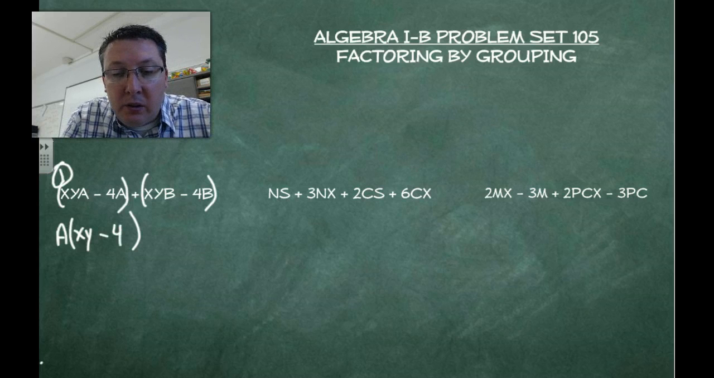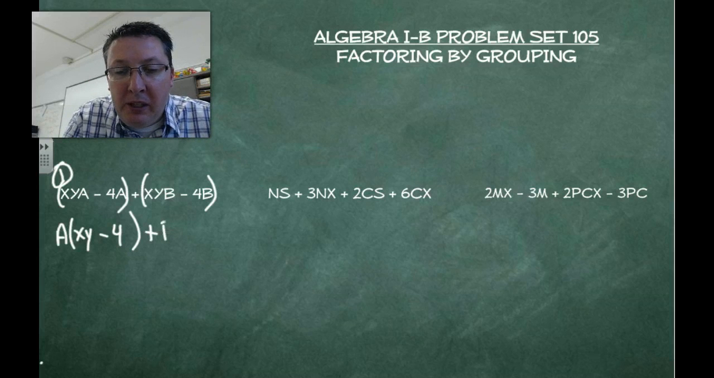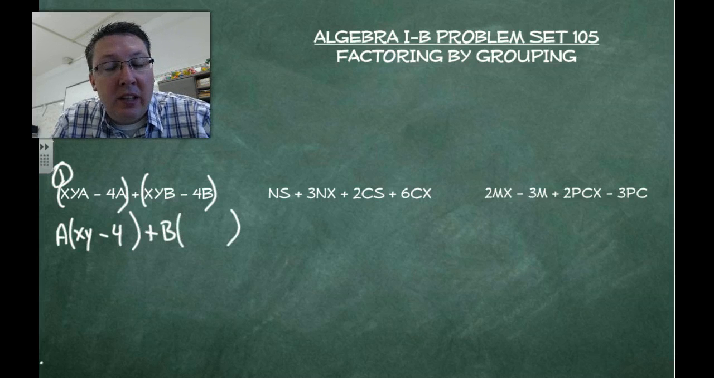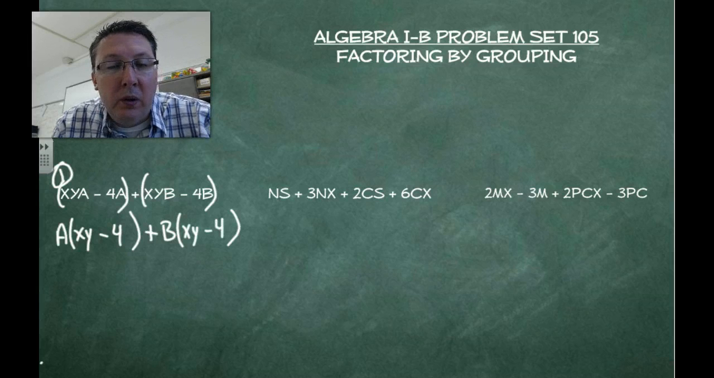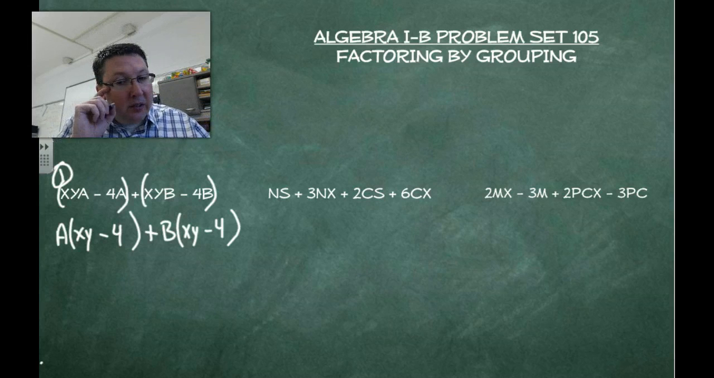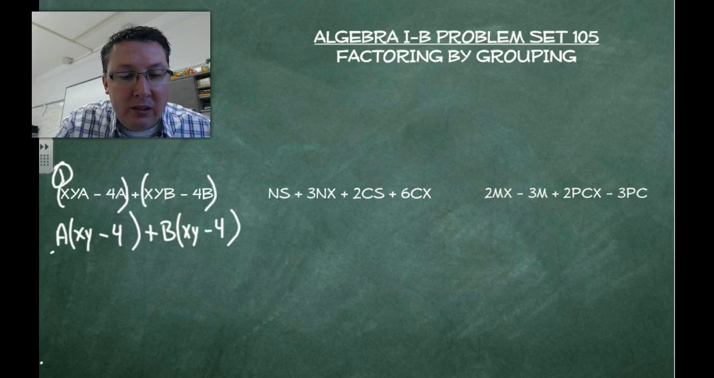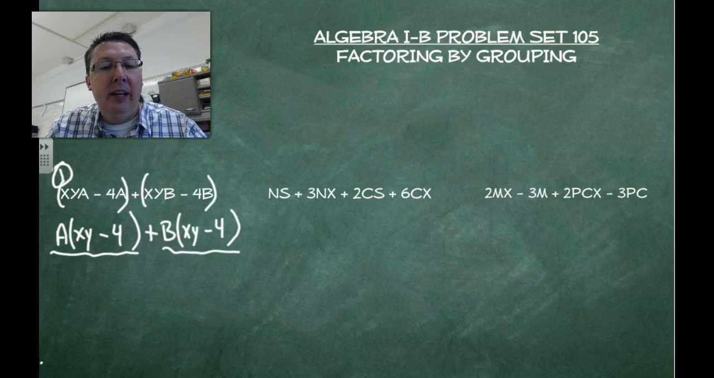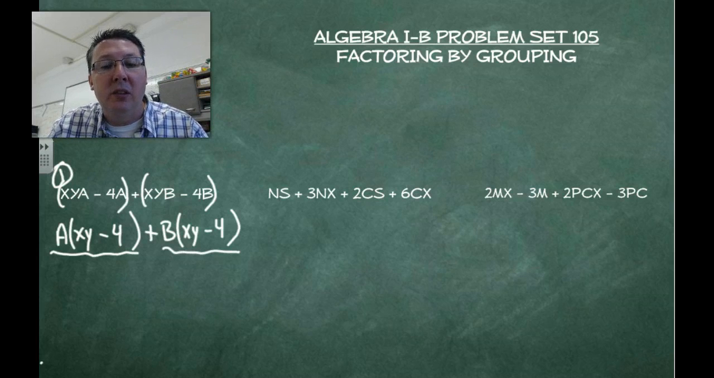Then, in the second group, again, I have that plus sign in between. What do these two have in common? Well, you should notice they both have a B. And when I factor out that B, I look at what's left there. I'm left with xy minus 4. Okay? So you should start to see something here. That plus sign separates this into really two big terms. The A times xy minus 4 is one term, B times xy minus 4 is a second term.